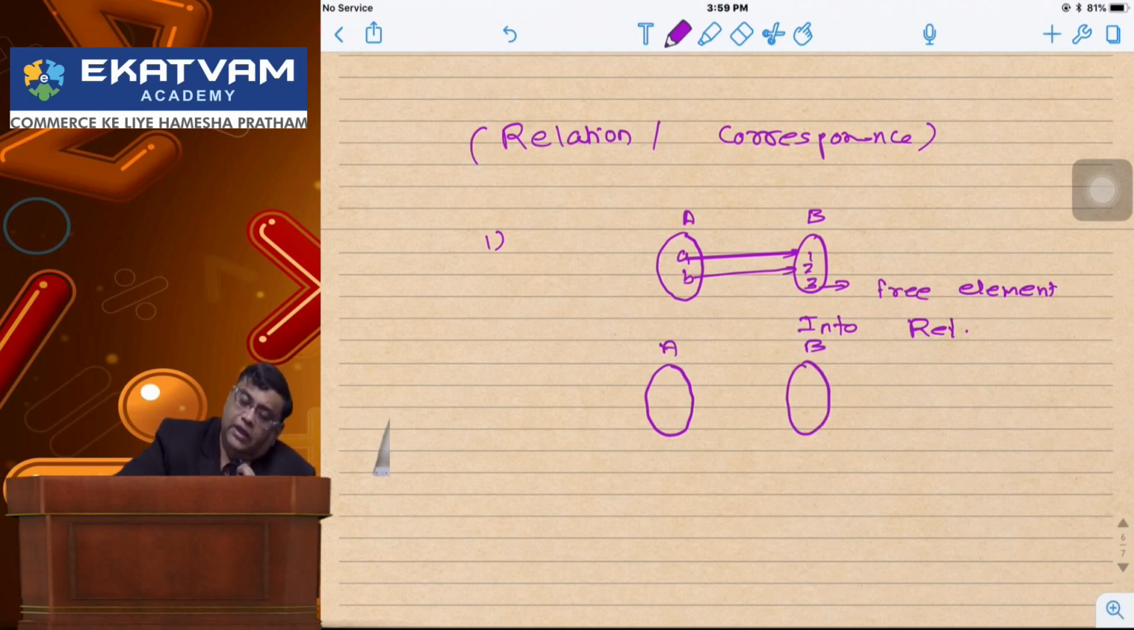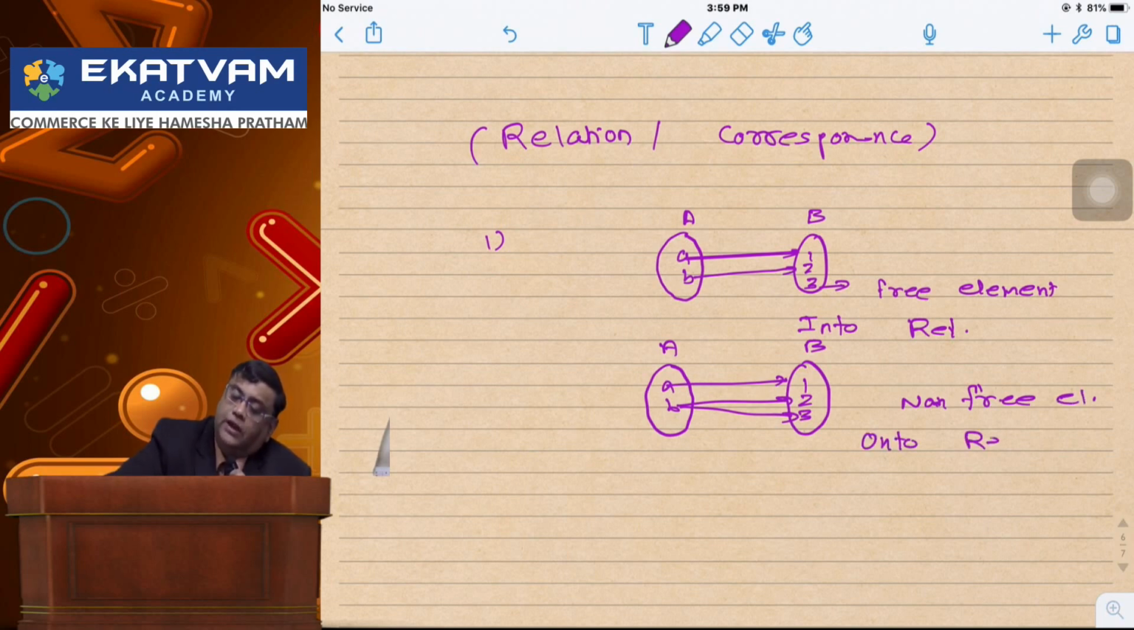But if I repeat this diagram: A, B, 1, 2, 3, A to 1, B to 2 and also B to 3, then there is no free element. And if there is no free element, then this is onto relation. Into and onto relation: into has a free element, onto does not have a free element. Clear?